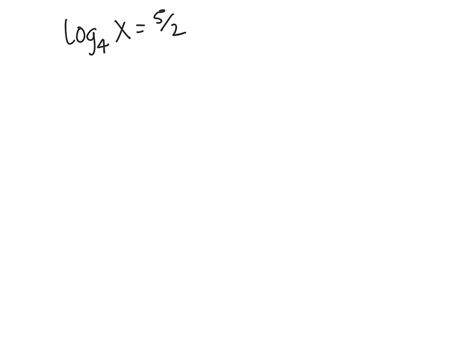Same idea for this problem. We just want to switch the forms around. So we have 4, bring it around to the other side, raised to the 5/2 power equals x. Now we can plug that into a calculator.